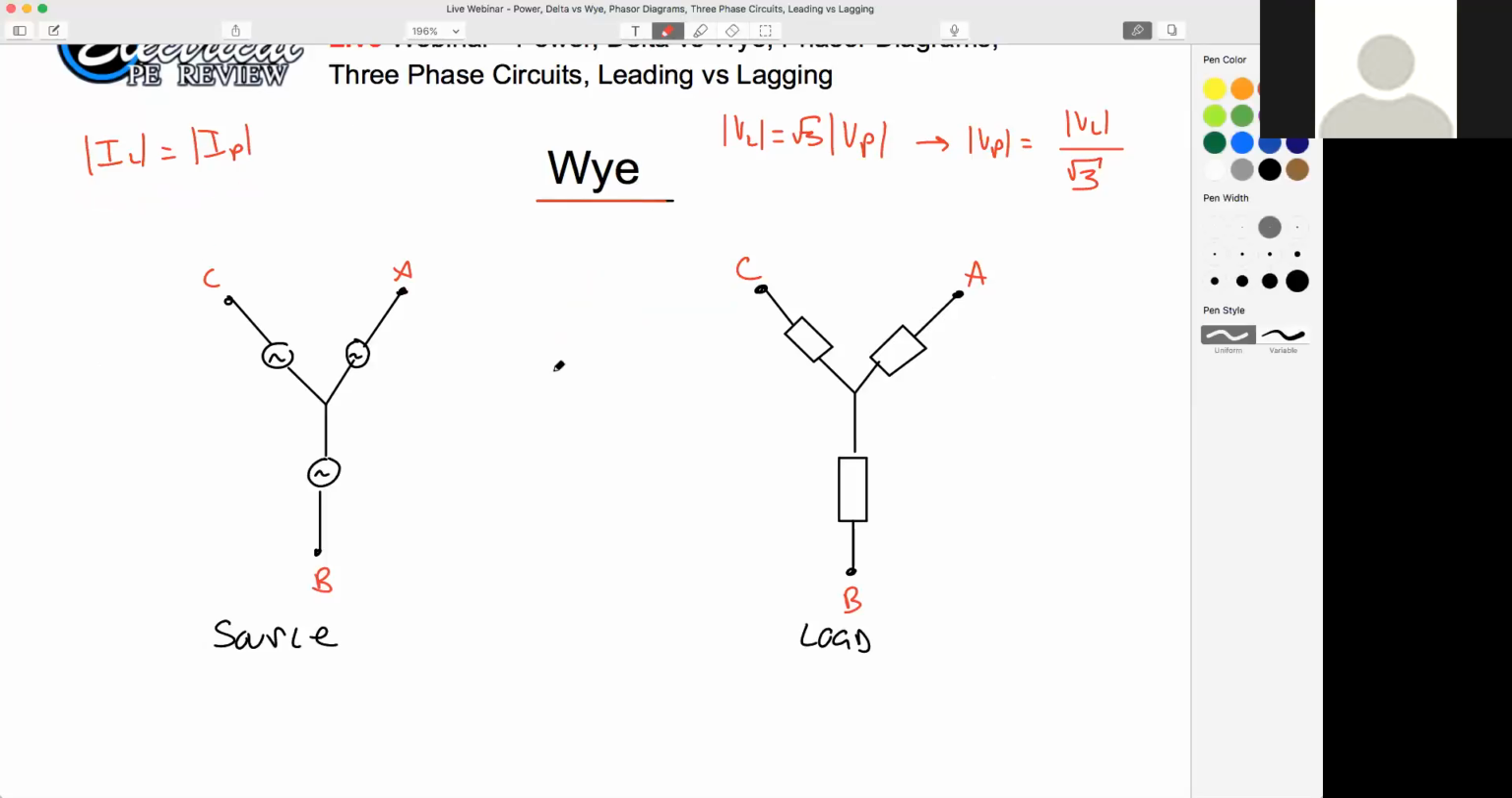How about this? Over here on my source, who can tell me what direction my current is going in? Really easy. What direction is my current going in each phase?